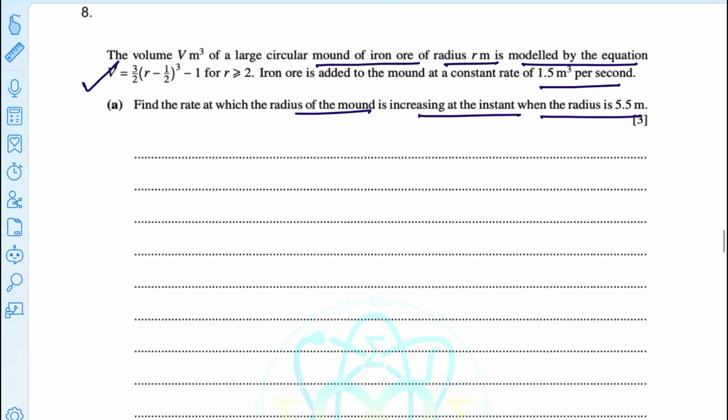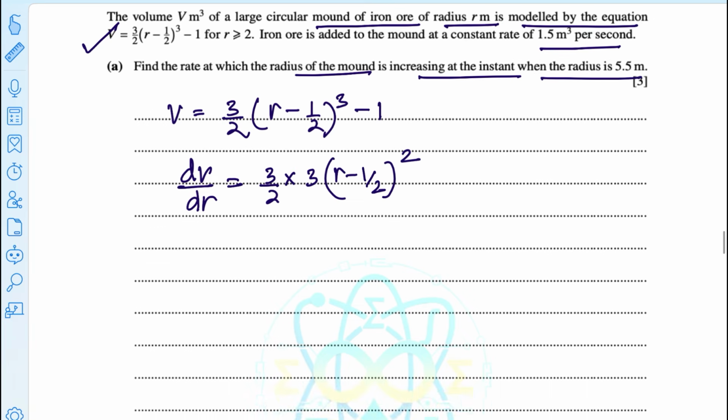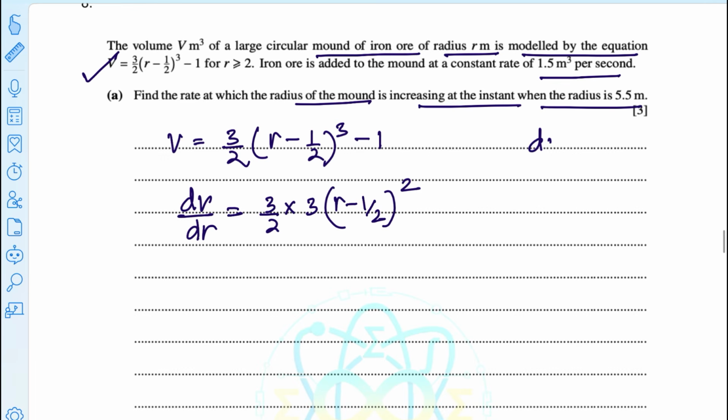Okay, this is a question of rate of change. As per the question, V equals 3 over 2 times r minus 1 over 2, to the power 3, minus 1. So we'll first find out dV over dr, because this is a function of r. So 3 over 2 times, there will be 3 times r minus half to the power 3 minus 1, which is 2, and the minus 1, on differentiation, will be 0. Okay, and what is the data given?